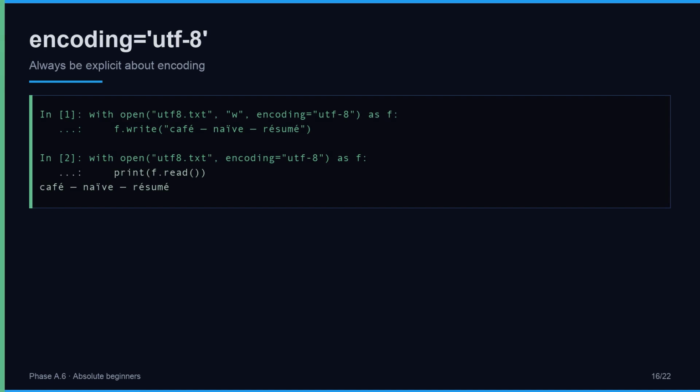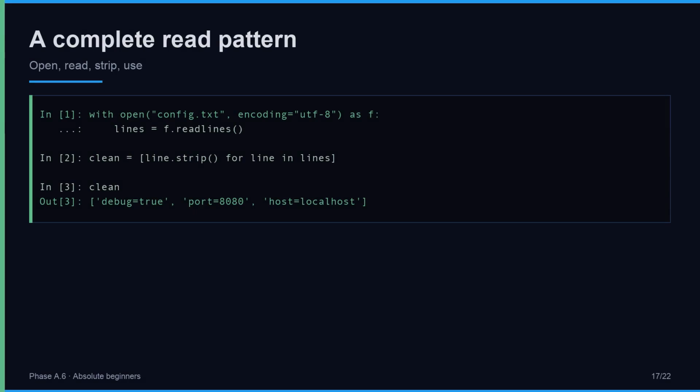Text files store bytes, but you think in characters. Encoding tells Python how to translate between the two. UTF-8 is the modern default and handles almost every language correctly. Always pass encoding equals UTF-8 when you open a text file. It prevents strange errors the moment your text contains accents, emoji, or anything beyond plain English. Speak in UTF-8.